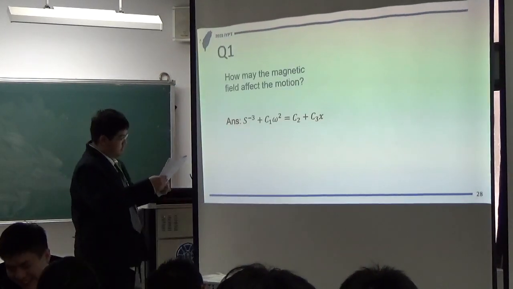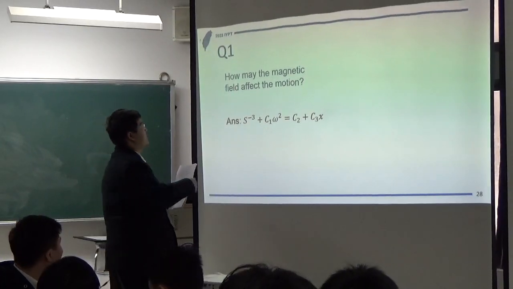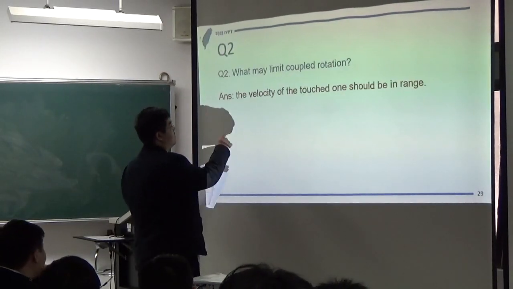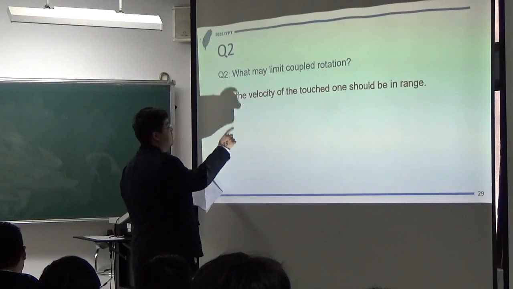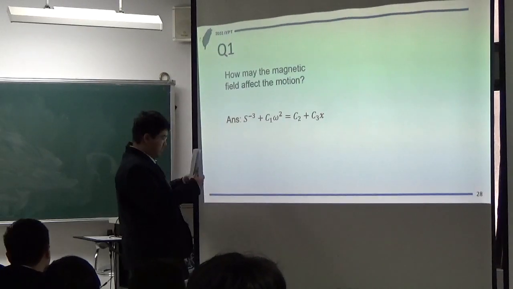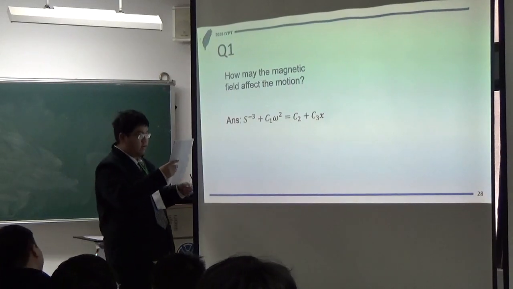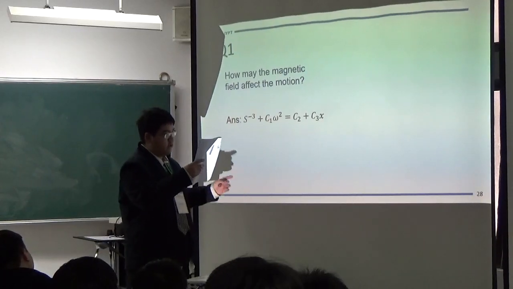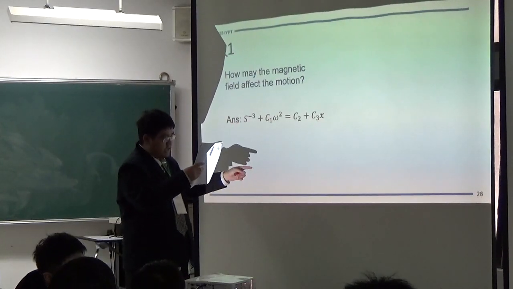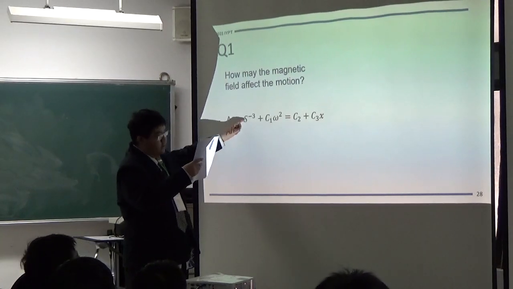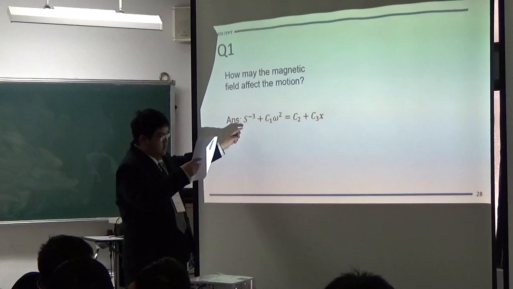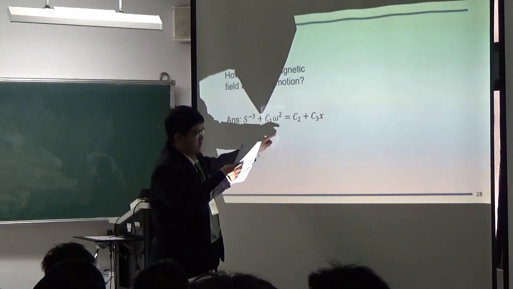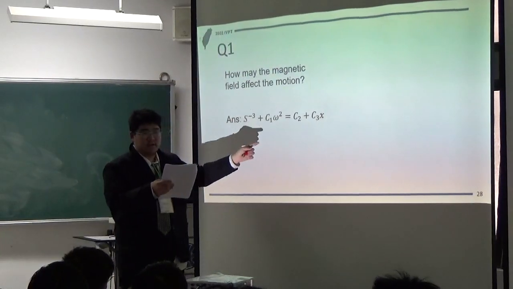Conclusion. How may the magnetic field affect the motion? The answer is an equation. We define x as moving distance, omega as angular velocity, s as the distance between each two magnets, and as the theory told us, the direction can be expressed as the equation, just like the theory.